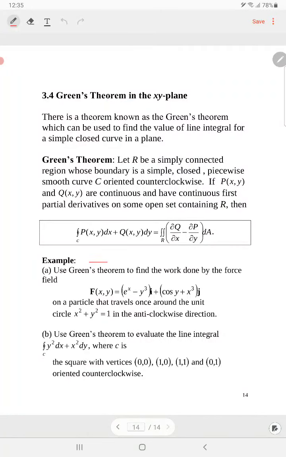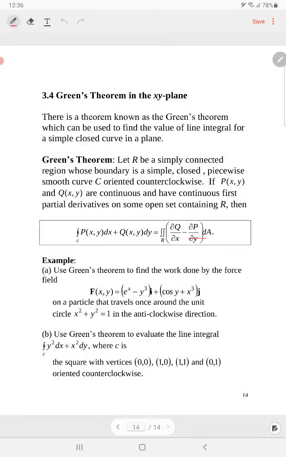Now let's look at a few examples on Green's theorem. Example A, we are asked to use Green's theorem to find the work done by the force field F on a particle that travels once around the unit circle x squared plus y squared equals 1 in the anti-clockwise direction. So here we are asked to find work, but we know work is really F dot dr. So F dot dr around a closed curve C is equal to this.